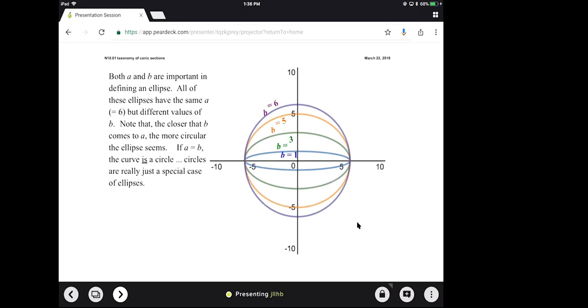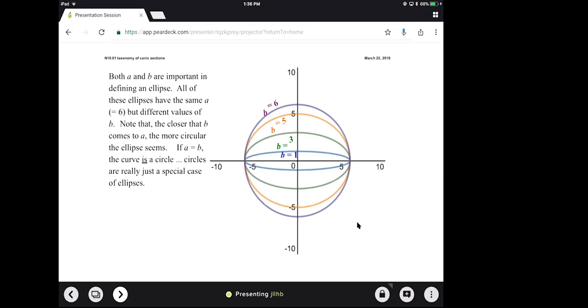Wait, where's A? Sorry, I don't see it. All right, are you looking at the Pear Deck window now? Yeah. Okay. So A is the thing that goes between the origin and sort of the minor guy. Hard to say. I can't draw on the Pear Deck, unfortunately. So if you go to the origin and you go due east, where all the ellipses cross, that distance is A, which in this case is 6.